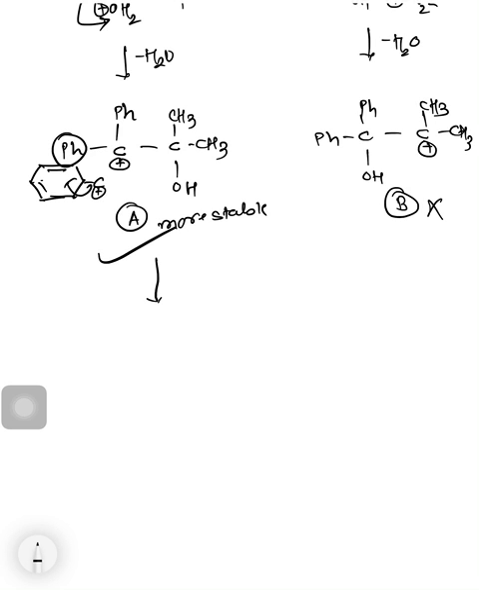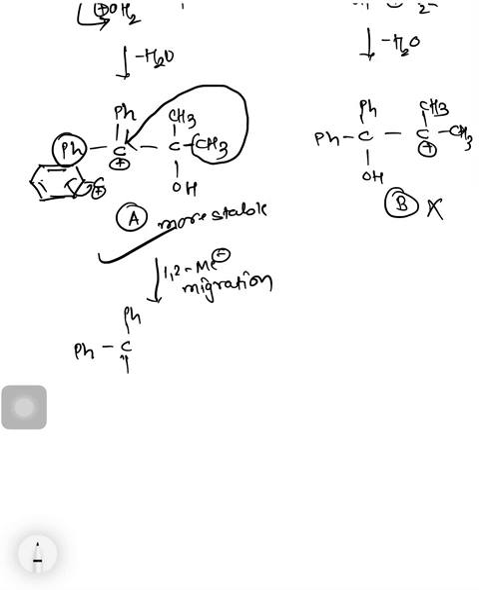Now this carbocation is less stable as compared to the carbocation that will be formed in the next step after migration of the methyl group. So methyl will migrate in the next step with it. We can say it is a 1,2 methyl migration. I am writing minus here because it will take the electron pair with it. So the next structure will be CH3 C CH3 OH, and here will be a positive charge.